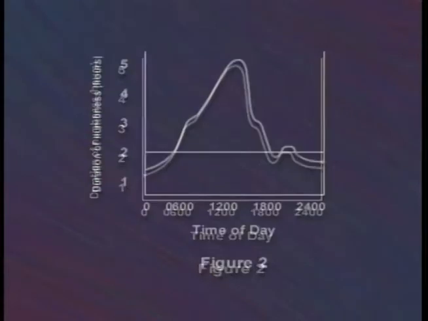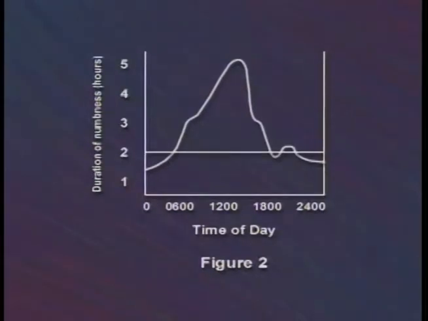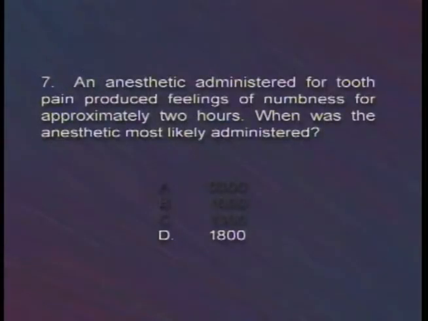A value of 2 hours for duration of numbness corresponds to what time of day? If we draw a horizontal line, we can see that a value of 2 intersects the graph at approximately 2 time periods, about 0600 and 1800 hours. Looking at the answer options, the only value listed is 1800 hours. Thus, the correct answer must be D.